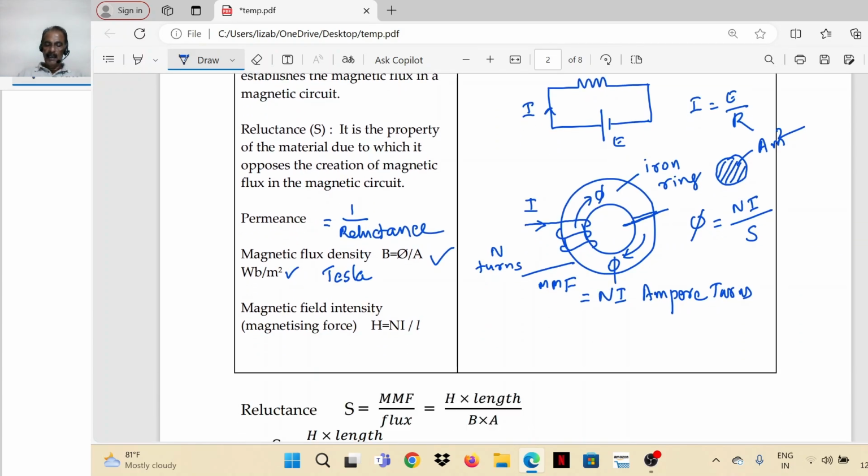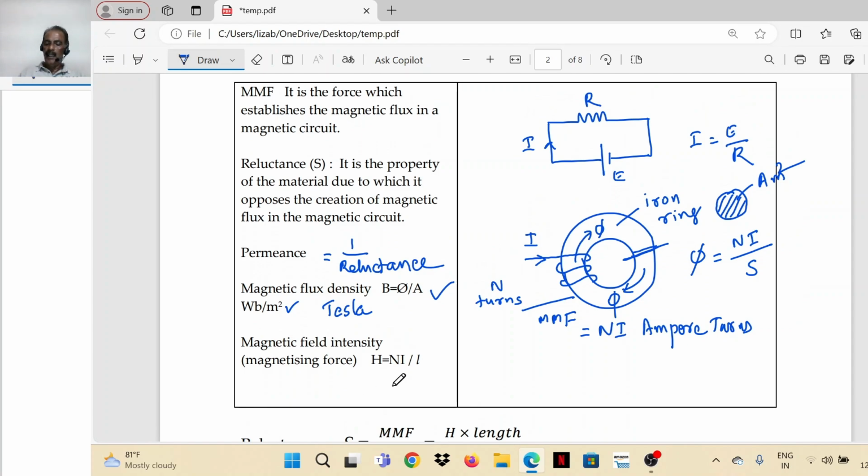The next parameter is magnetic field intensity. It is nothing but the ampere turns per unit length. So the core has got a length, say L. L means the mean length of the core. So Ni is the ampere turns produced here divided by mean length of the core is called magnetizing force or magnetic field intensity. So H is equal to Ni by L, ampere turns divided by mean length of the core.